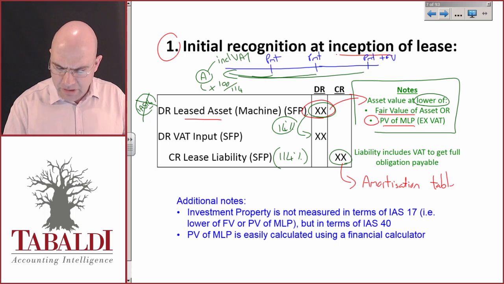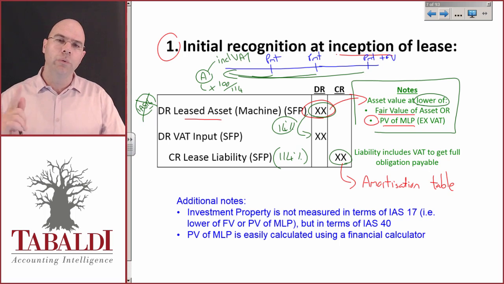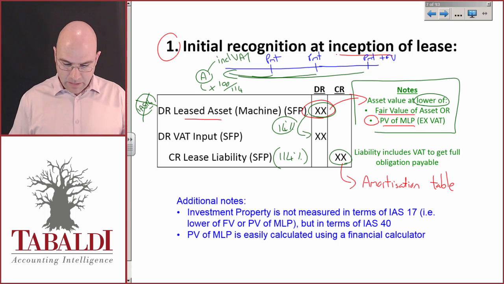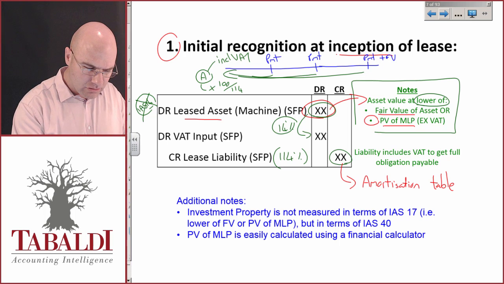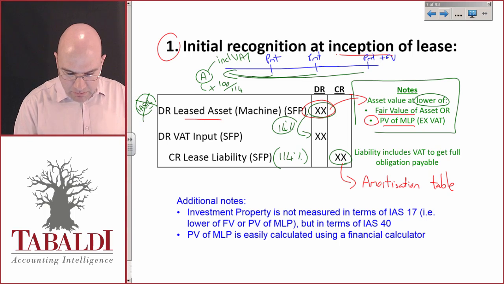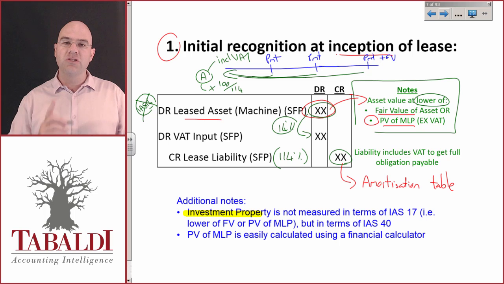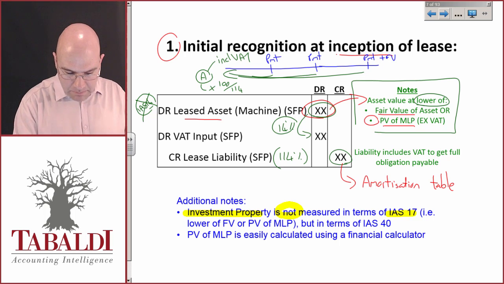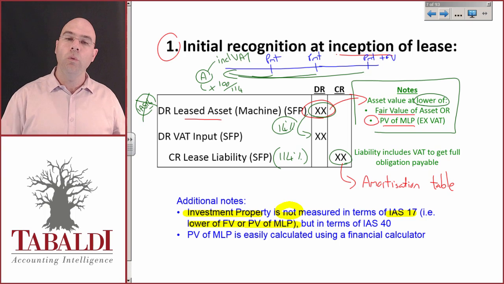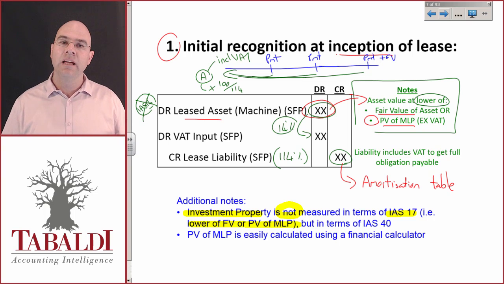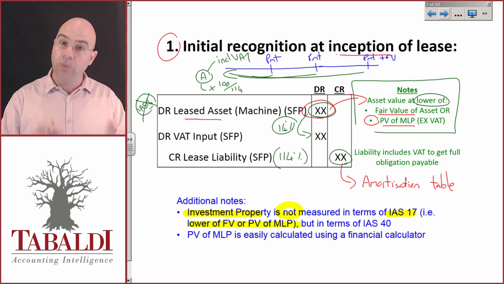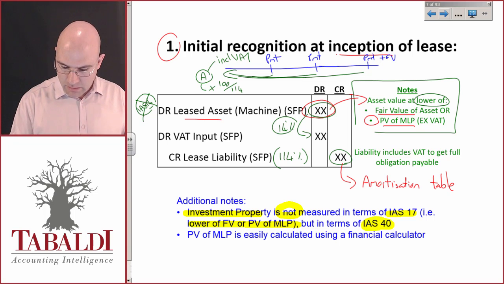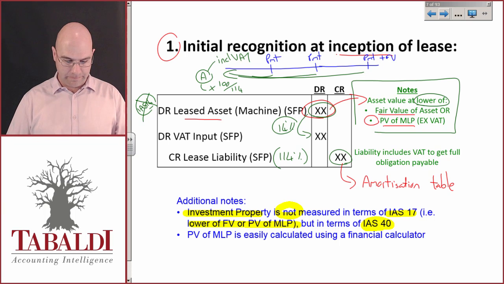And we're going to be smart. We're not going to draw up an amortization table. We are going to use a financial calculator to speed up that process. Okay, a couple of little other technical issues, not big things, but remember, investment property is not measured in terms of IAS17. Okay, that means the lower fair value or present value of minimum lease payments does not apply to IAS40, right? IAS40 overrides IAS17, which means you'll do initial recognition at cost.